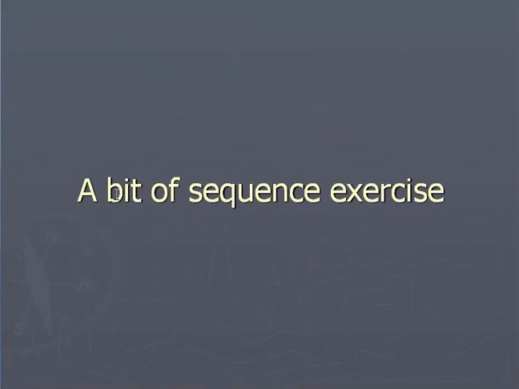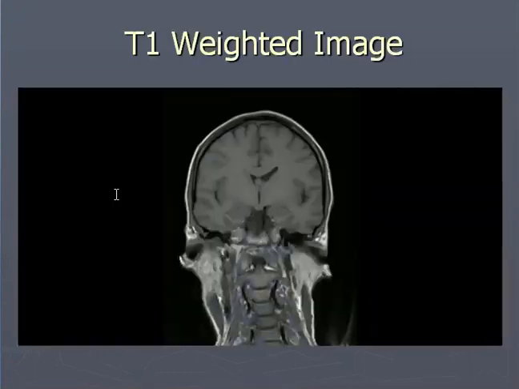A bit of sequence experience. This is T1 weighted images, coronal image of the brain. Here you can see the gray and white matter. You can see the frontal horn of the lateral ventricles, which appear black because this is a T1 weighted image. So the water or fluid will appear black, fat will appear bright, which is, you can see a bright circle or hyperintense over the scalp.